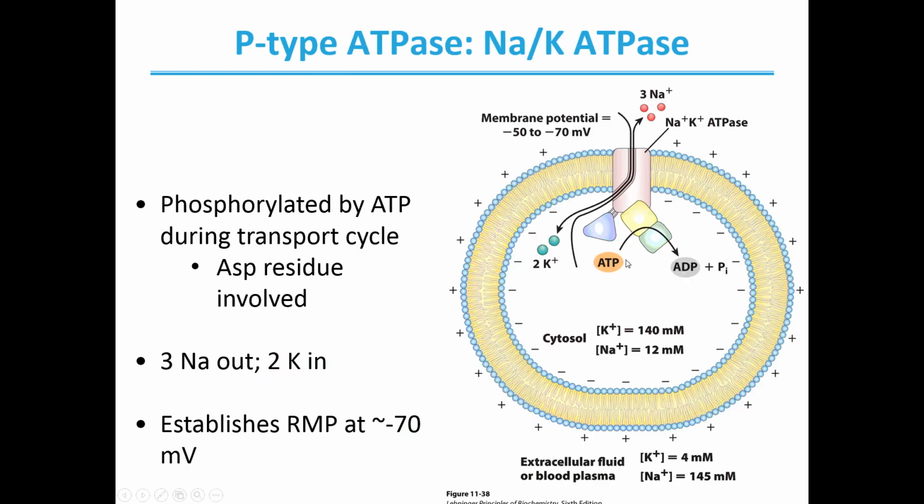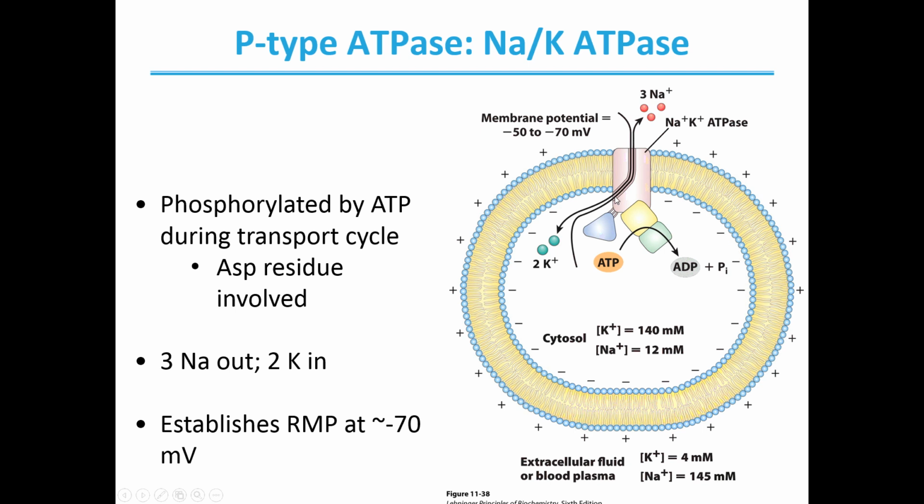So primary active transport, we can look at the sodium-potassium ATPase. This is a P-type ATPase because it uses energy. The sodium-potassium pump, or ATPase, is an incredibly important protein found within your membrane. This protein establishes the resting membrane potential of the cell. It keeps the inside of the cell more negatively charged.